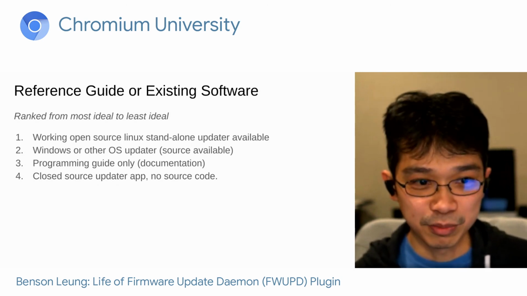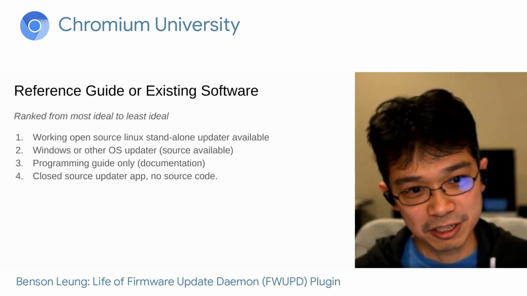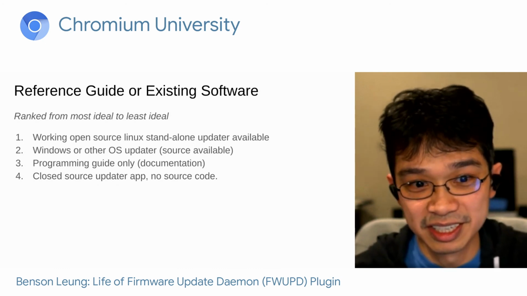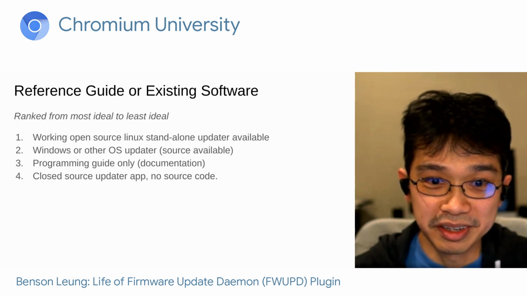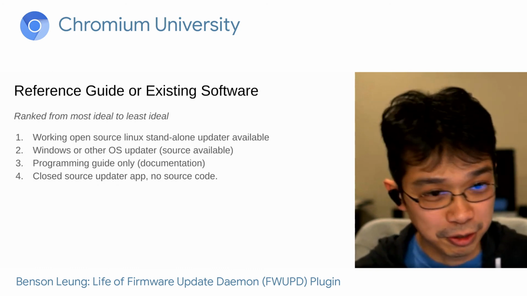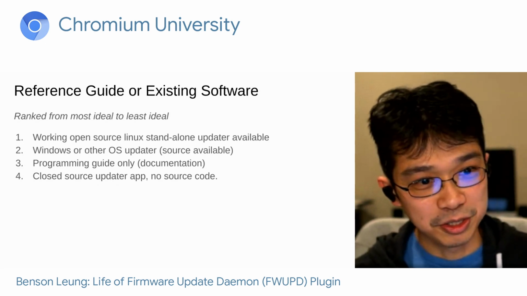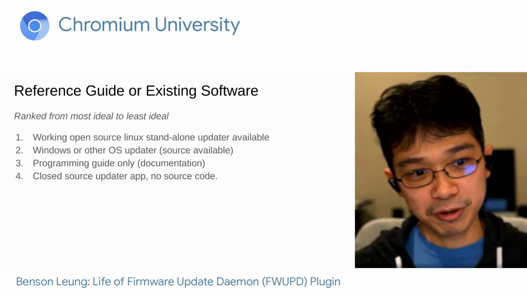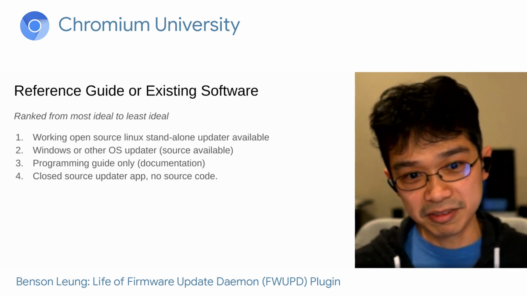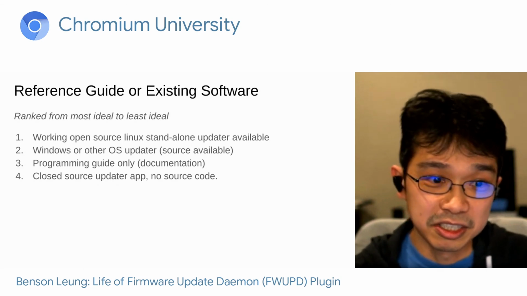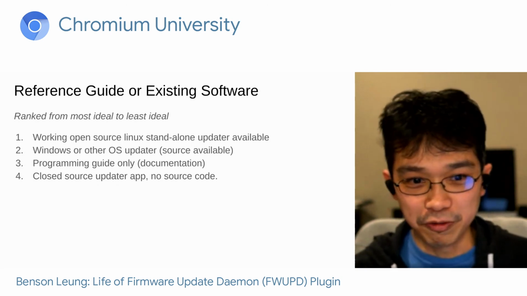The most ideal, number one, is if you actually have access to an existing open source Linux standalone updater. You can build the existing updater from source, you can run it, you can test it on the same system that runs Fwupd. This is great because you can directly compare a working firmware updater with the new one that you're implementing inside of the new project. Since you have the source code, you'll be able to instrument the old code if you have to discover how it works.